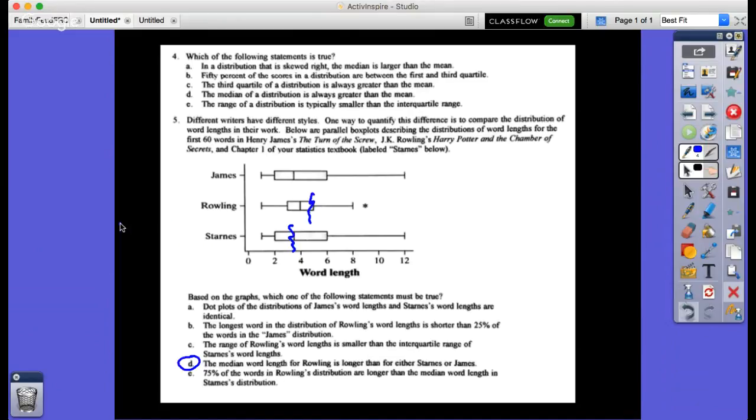Oh, I'm seeing it backwards. I see what you're saying. 75% of the words in Rawlings distribution are longer. So if you move the Rawling distribution to the right, then that would be correct. Yep, I know why. I know that I wouldn't select D. I'm trying to explain why. I'm having a hard time explaining why. I think I got it.